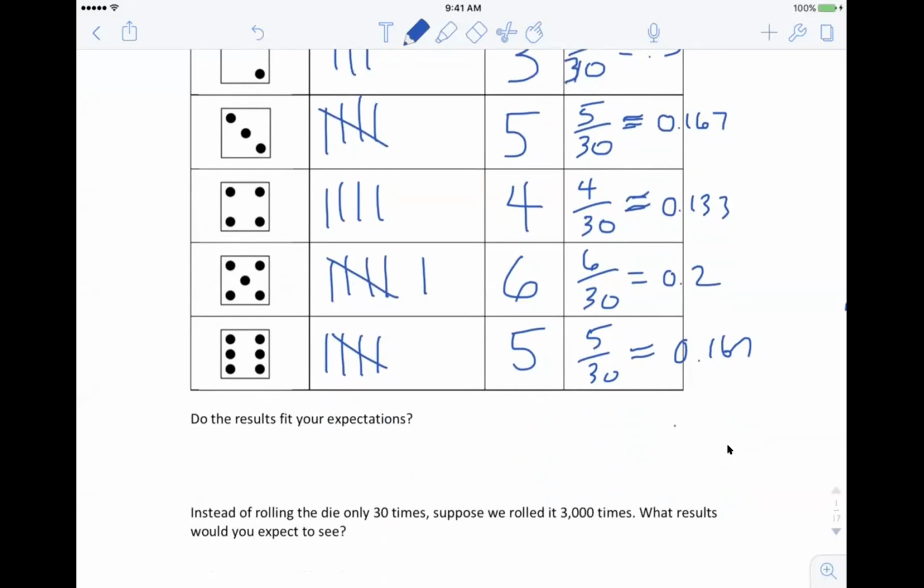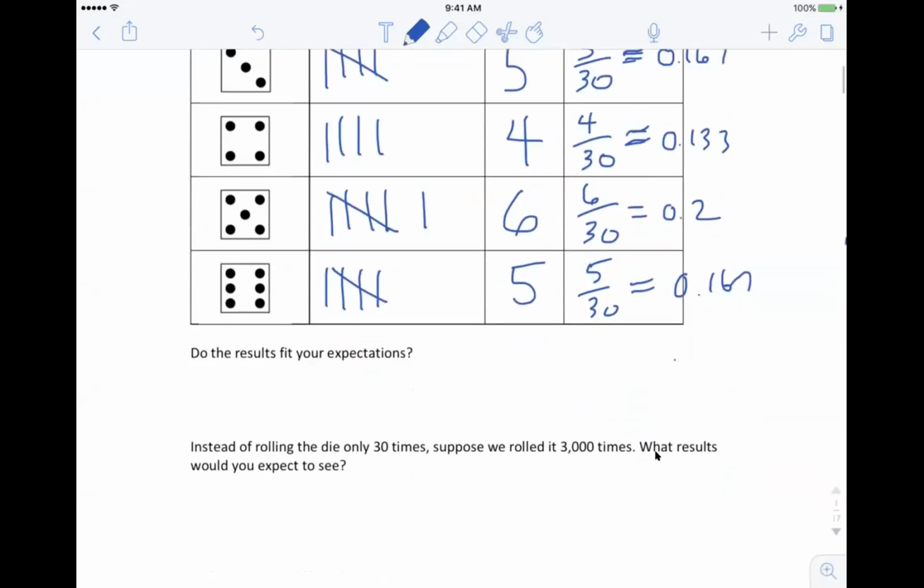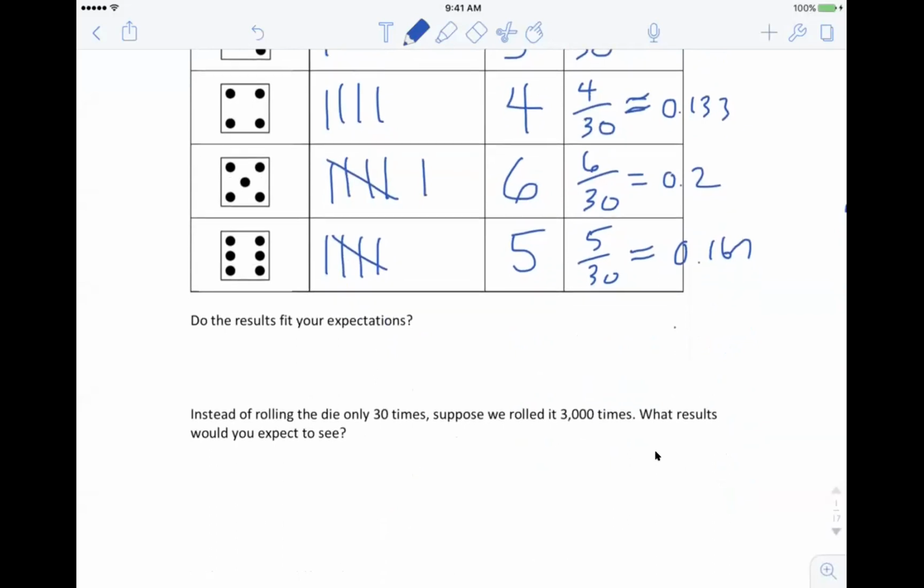And when we get to that, maybe we'll explore this a little bit further, because what if we roll a lot of times? Right? So instead of rolling the die only 30 times, suppose we roll it 3,000 times. What would you expect to see? Well, we can do that with simulation. If I jump back to my StatCrunch, we can try it.